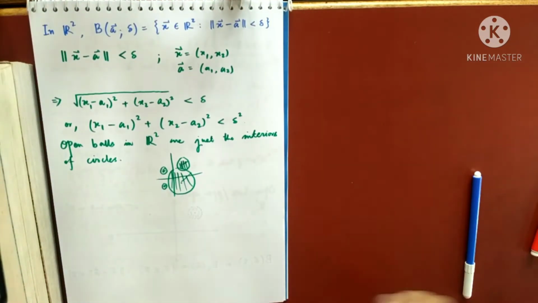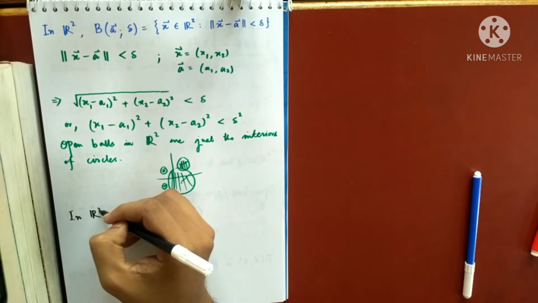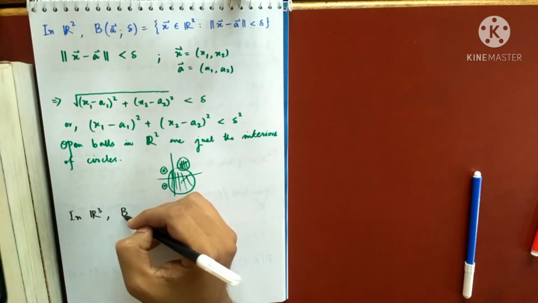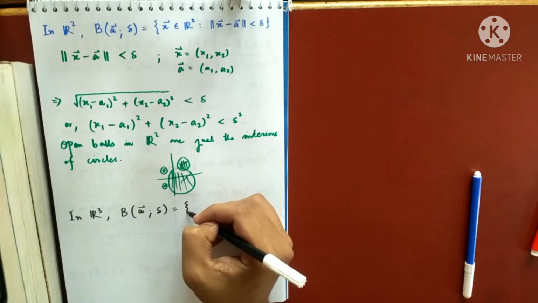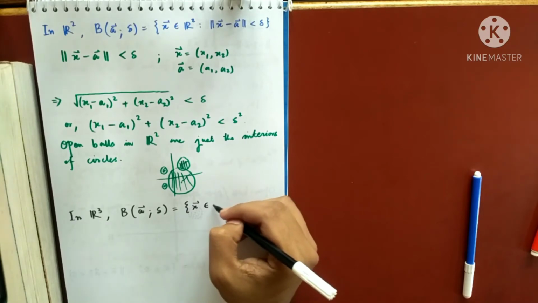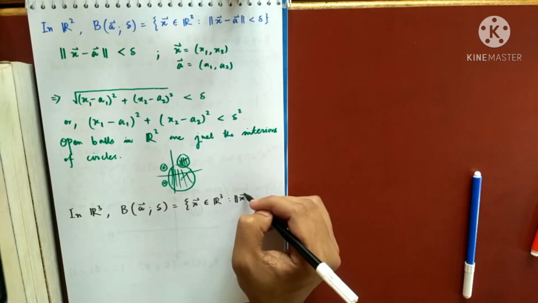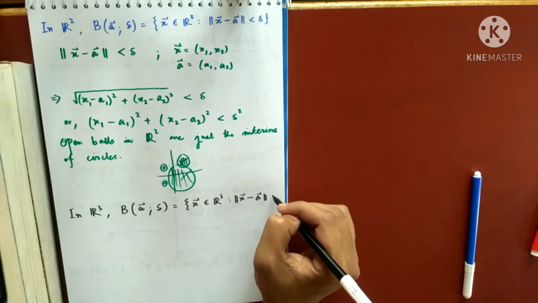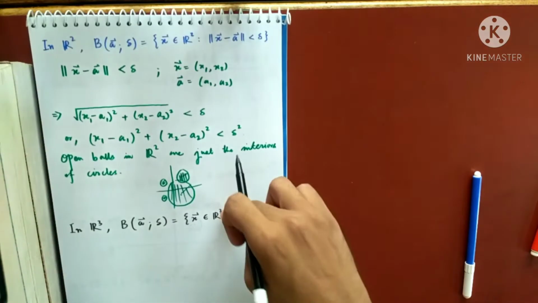Yes, sir. So always try to picturize things. Open balls in R2 are nothing but the interiors of circles. Similarly, in R3, we define it like this: the ball centered at A and radius delta is all those x in R3 whose distance from A is less than delta. It is the same definition for R3 as well, because only the space changes to R3.